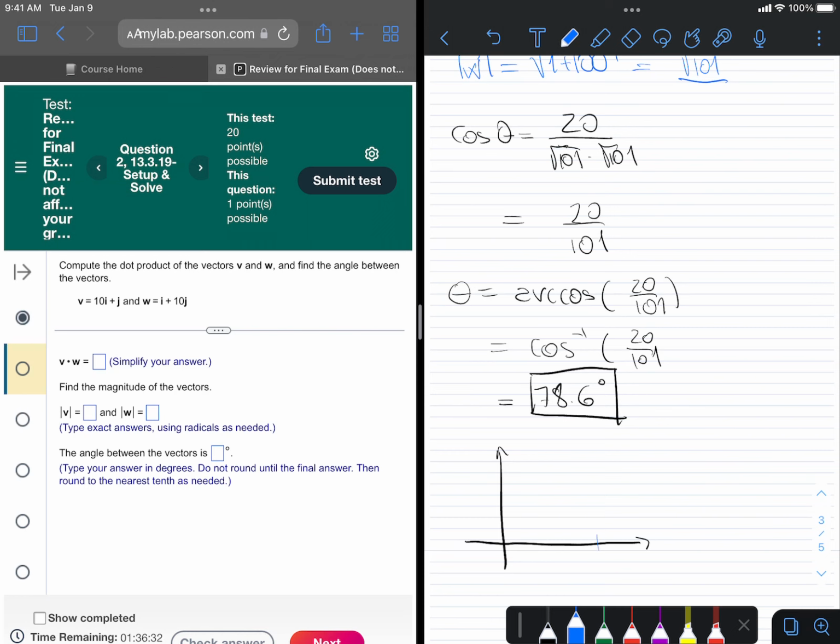You have a 10,1 in here. They're both in the first quadrant. And a 1,10 in there. So pretty clear that the angle is acute. Even if it weren't, it'd be closer to 180. I just like to draw them to make sure that my calculation makes sense. But that is the answer to this question.